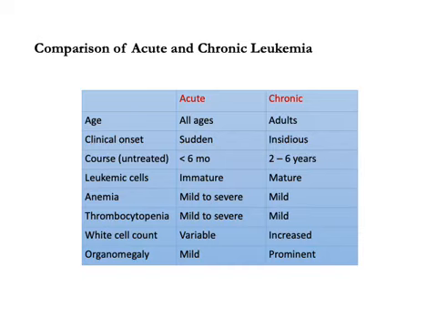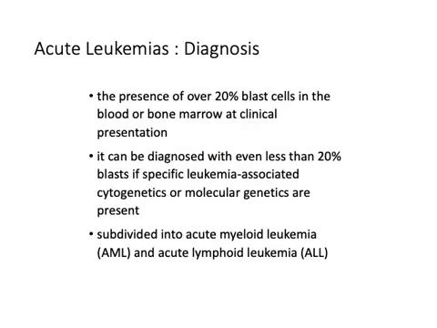But what differentiates acute leukemia from chronic is the total percentage of blast cells. Based on the WHO guideline, acute leukemia is defined as the presence of over 20% blast cells in the blood or bone marrow at the time of clinical presentation. However, it can be diagnosed with even less than 20% blasts if specific leukemia-associated cytogenetic or molecular genetic abnormalities are demonstrated.